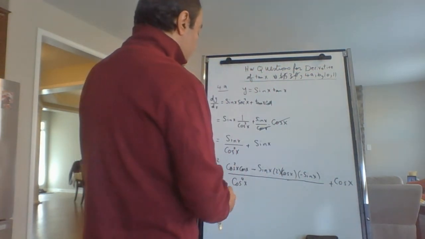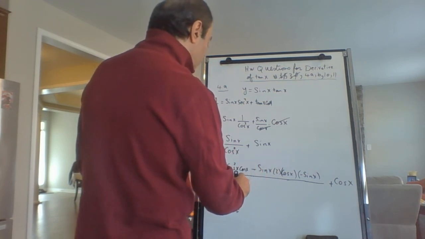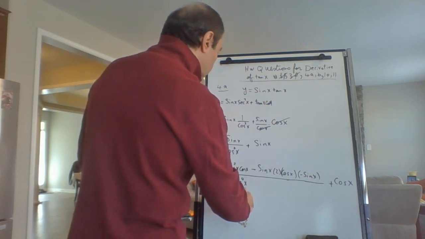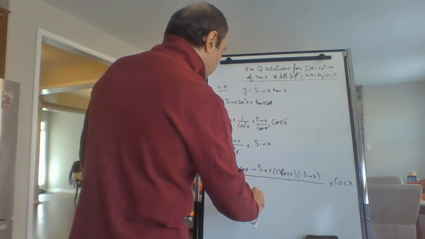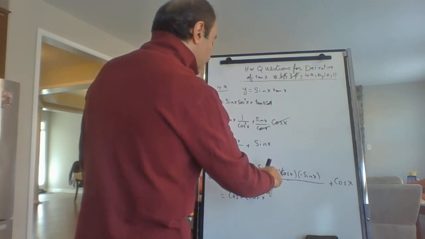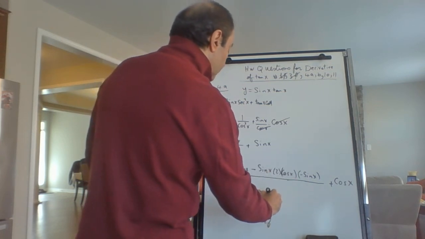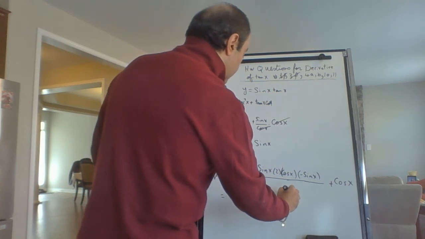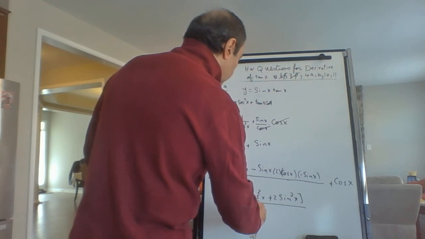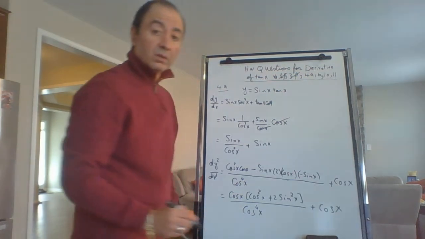Okay, now let us try to put this in a better way. So I have cosine x common here, so I will factor this out, and that will leave cosine squared x minus sine x times 2 times negative sine x, so plus 2 sine squared x, everything divided by cosine to the power of 4 x plus cosine x. I don't know if you can see that.